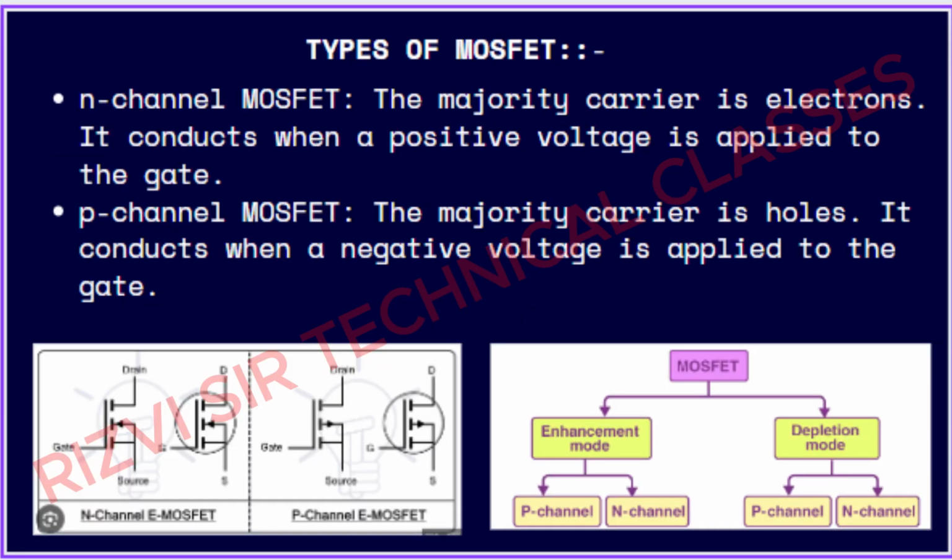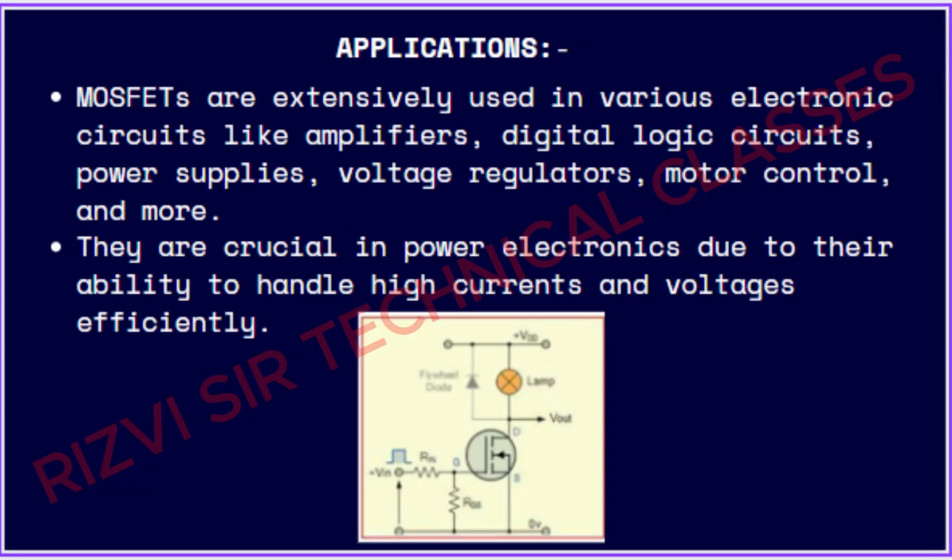Types of MOSFET. N-channel MOSFET: the majority carrier is electrons. It conducts when a positive voltage is applied to the gate. P-channel MOSFET: the majority carrier is holes. It conducts when a negative voltage is applied to the gate.